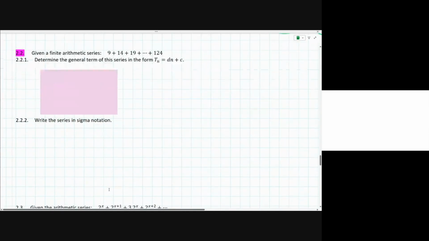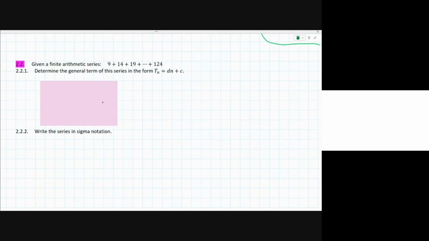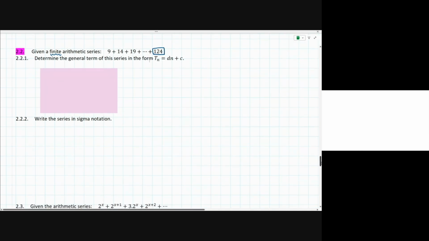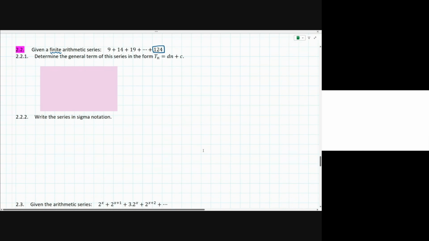Right, so if we tell you it's finite, generally what we're going to tell you is where it ends, or what term it ends with. In this case, I'm telling you that it ends with term 124. So we don't know which term number it is. We don't know if that's the 40th term or the 12th term, but we do know the value of that term. Okay.